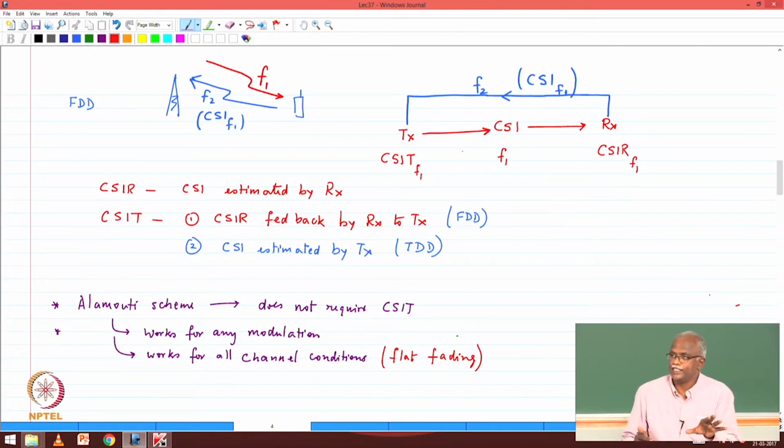So yes, it does require CSIR. It's a coherent scheme in that sense. But it does not require information at the transmitter.